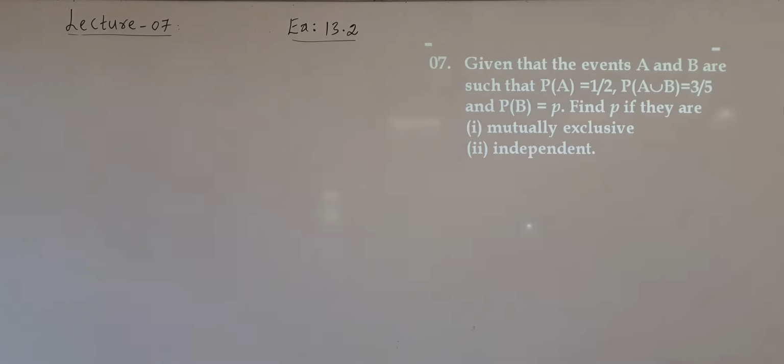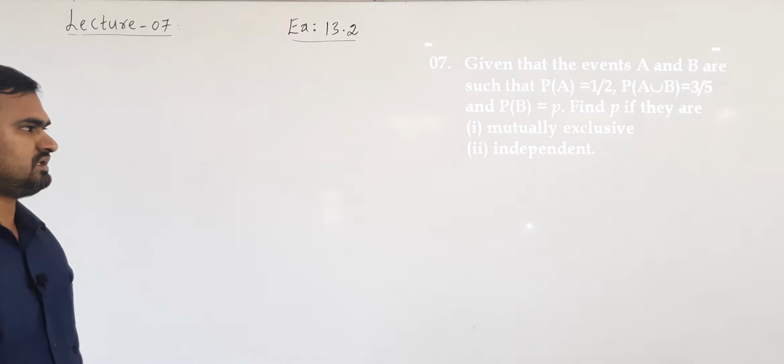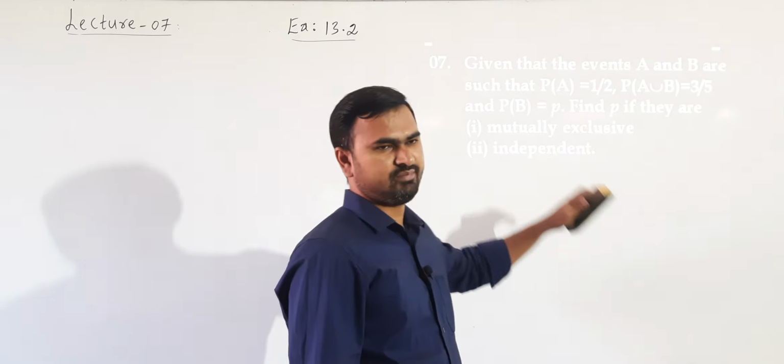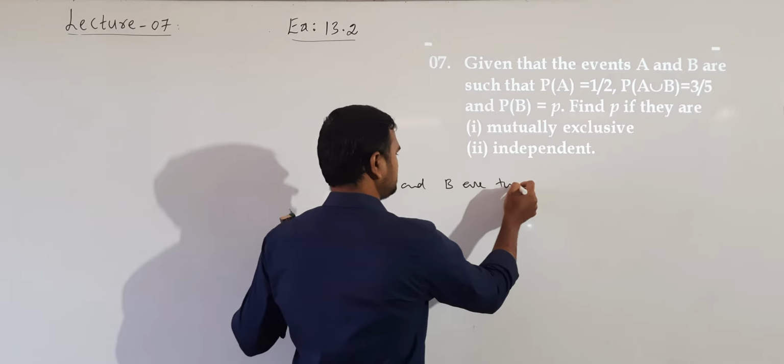Question number 7. Given that the events A and B are such that P of A equal to 1 by 2, P of B is 3 by 5 and P of A union B equal to P. Find P if they are mutually exclusive, and second case, independent events. Now there is some difference between mutually exclusive and independent events. Suppose A and B are two events.